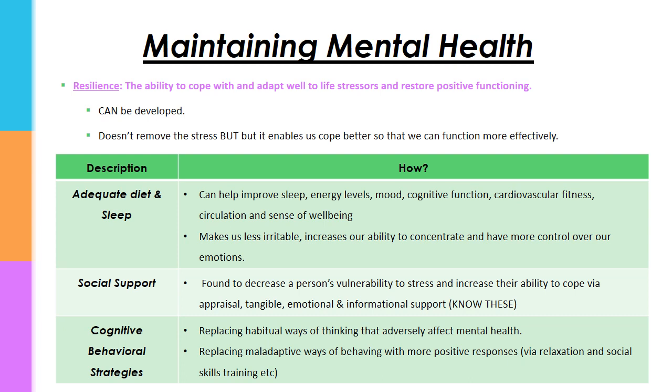You need to make sure that you know how to identify, explain, and apply to a situation. So make sure you're really telling me how an adequate diet can restore positive functioning, or social support. Don't just say that they have social support, so therefore they're less likely to develop a mental illness. Why is that? Explain that properly.